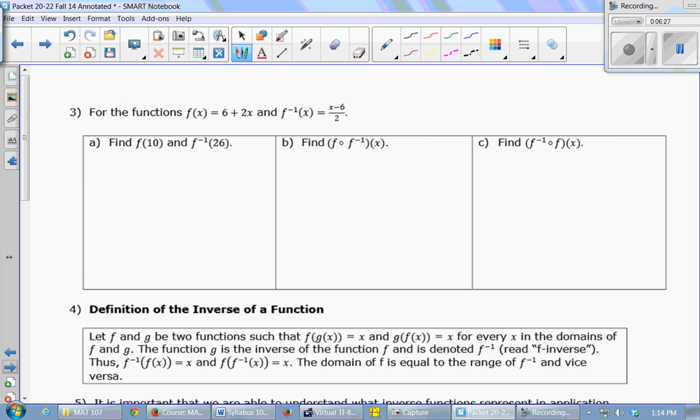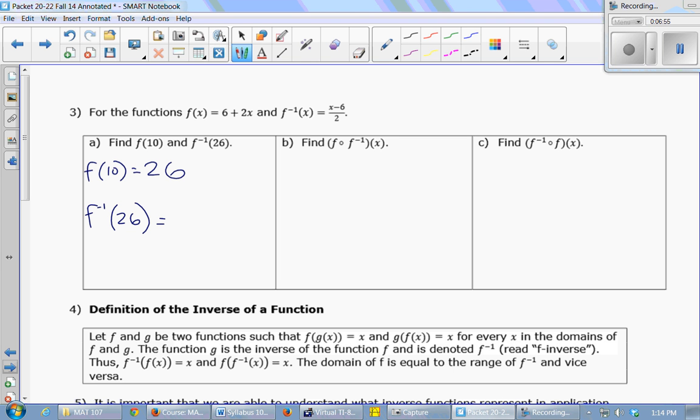Okay, so here's my same two inverse functions, 6 plus 2x and x minus 6 over 2. What is f of 10? 26, yeah, you just go to the f function, replace the x with a 10, and you get 6 plus 2 times 10, which is 26. So what is f inverse of 26? 10. Yes, how did you do it so fast?